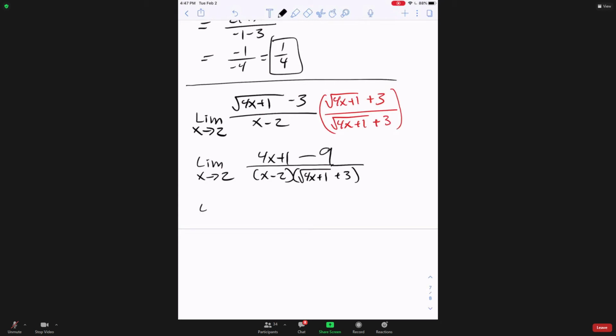So simplify this further. Now, if you simplify the numerator, you get 4x minus 8. And then if you factor, you can factor out the 4 and then simplify further. I think you should be able to finish it now. All right, so you guys try to finish this.